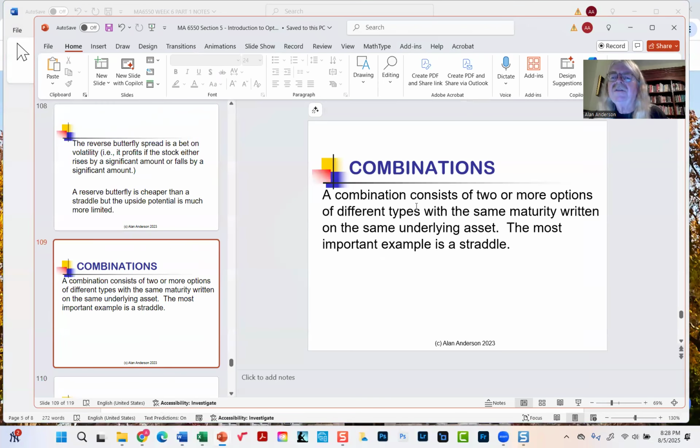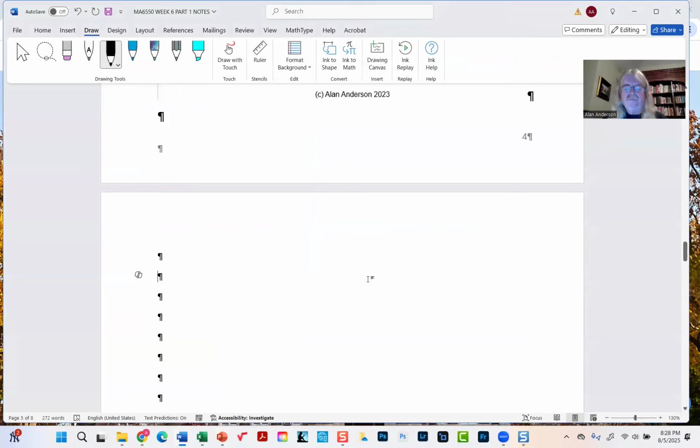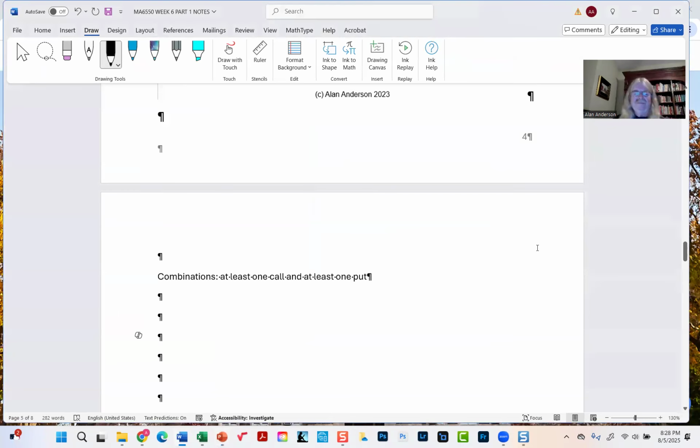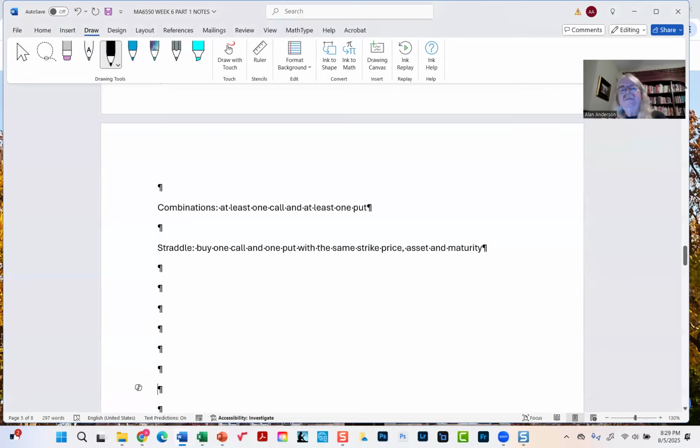All right, now combinations, again, this is the one where you have at least one of each. One call, one put. So the first one we're going to look at is a case where we do actually have one of each. We call it a straddle. So with this one, you buy one call and one put with the same strike price, asset, maturity. What does that get us?